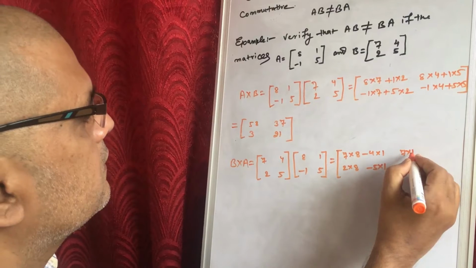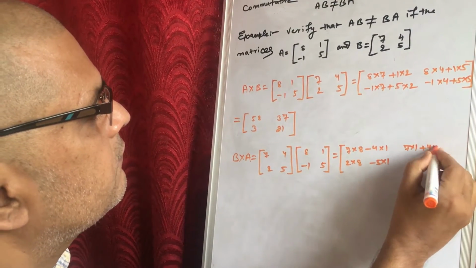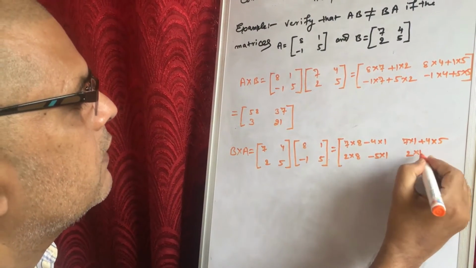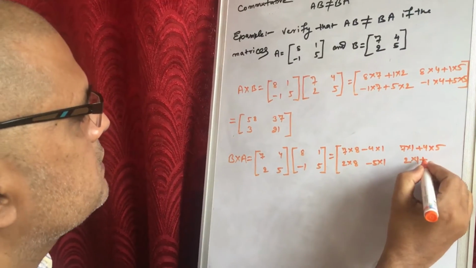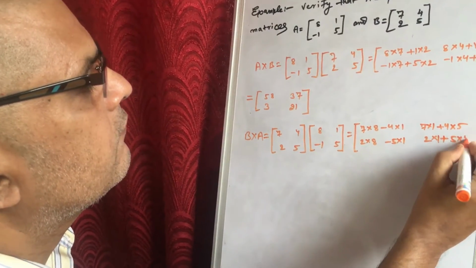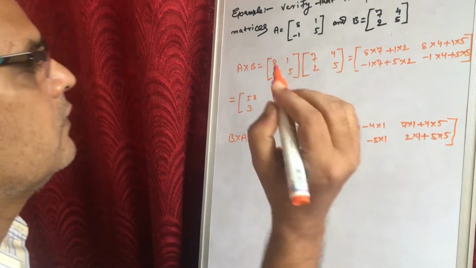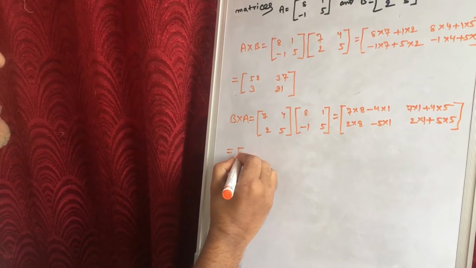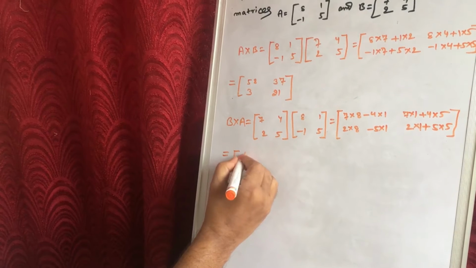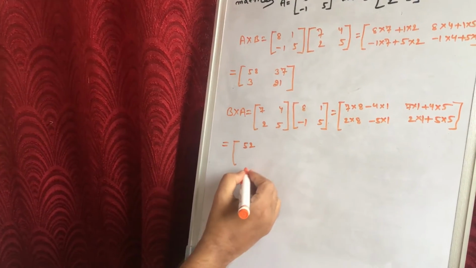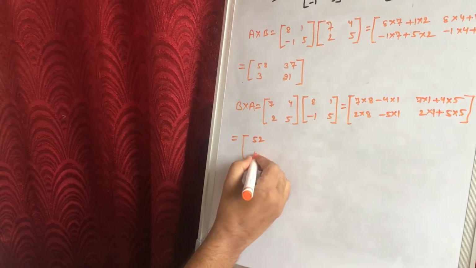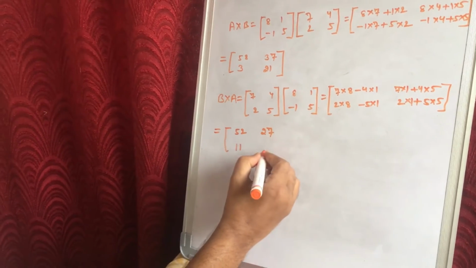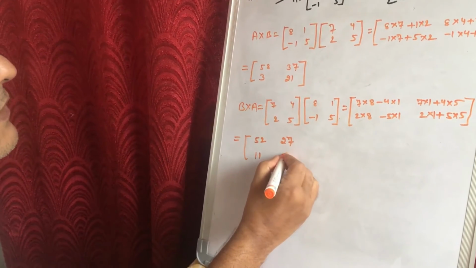Now taking the second column, it will be 7 into 1 plus 4 into 5, 2 into 1 plus 5 into 5. So it will be what? It will be 56 minus 4 is 52. 16 minus 5 is 11. 7 plus 20 is 27. 25 plus 2 is 27.